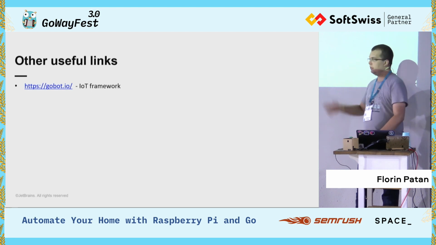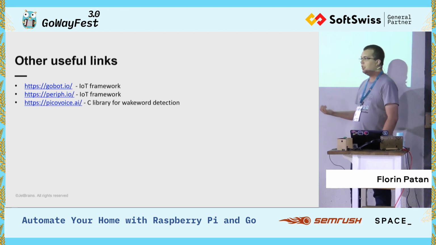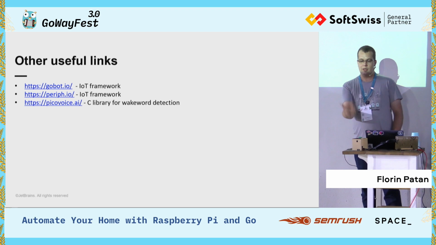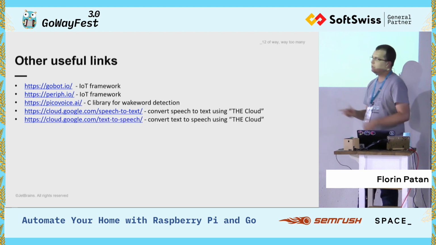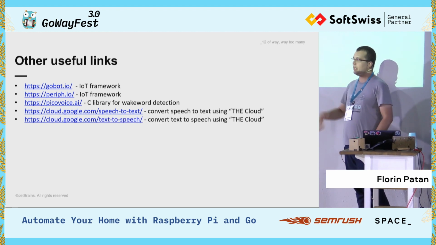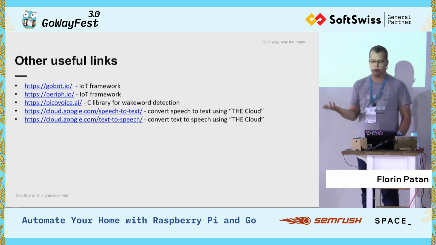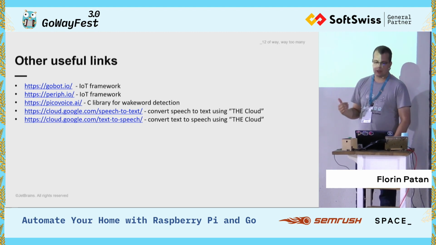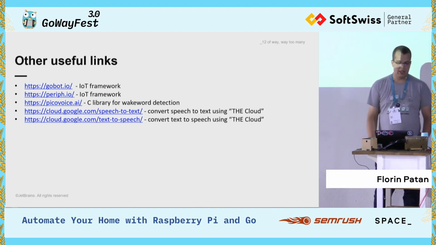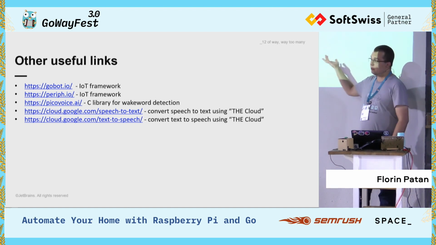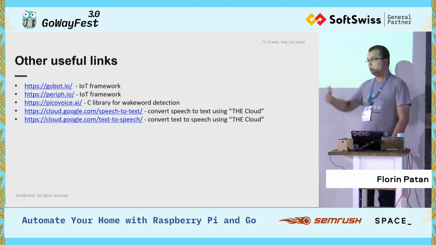Also, there are a few other useful links that you have here. It's basically GoBot, which if you're interested in Raspberry Pi, you should definitely check out, mainly because it's, if I remember correctly, the first framework for IoT that appeared. And it supports a lot more than just the Raspberry Pi platform itself. There's a newer framework as well called Periph. Again, same mission as GoBot, but a different implementation. Picovoice are the guys whose wake word detection library I've shown you, and the Google Cloud Platform, in case you want to read more.